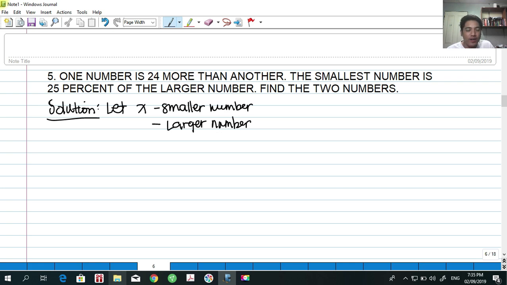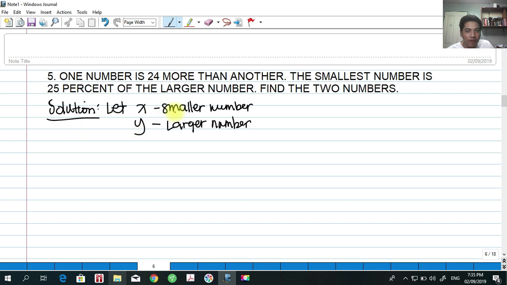So what will happen here is that we can let y be the larger number again because we have two conditions here. One number is 24 more than another. The smallest number is 25% of the larger number. So one number is 24 more than another, that's one condition, and the smallest number, which is actually the same number, is 25% of the larger number. So we can let y be the larger number.